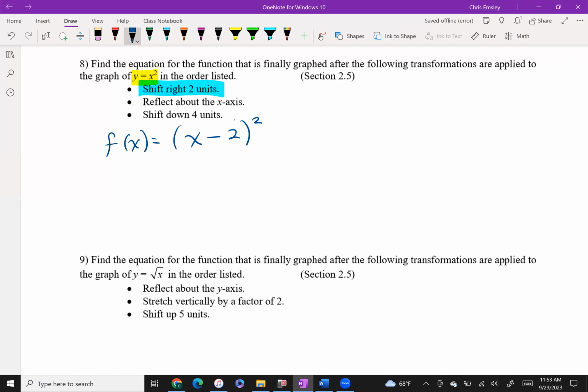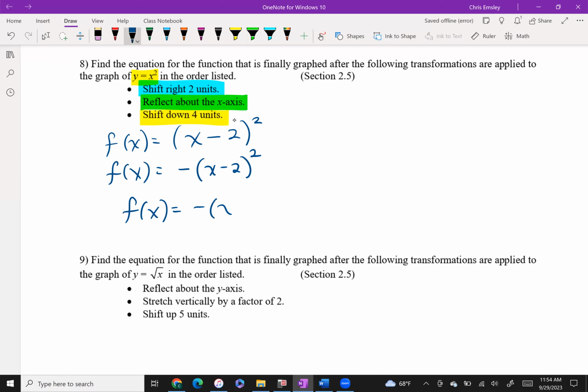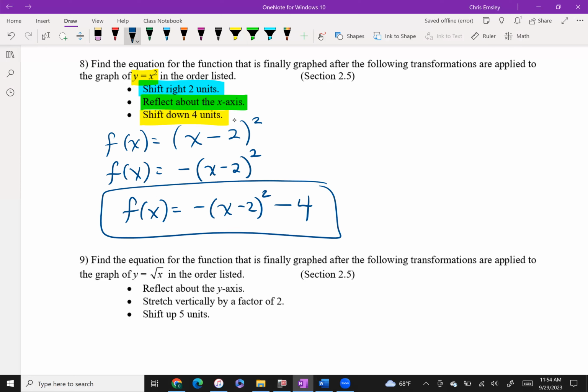There's my first step. Then reflected about the x-axis, reflecting over the x-axis, that's like a vertical reflection. So that's when we have the negative sign out front, separate from the squared part of our equation. And then finally, we need to shift that down 4 units. So f of x equals negative (x minus 2) squared. Down 4 units is a minus 4 at the end. So there is our transformed equation. Make sure you don't just write the expression f of x equals and then your equation.